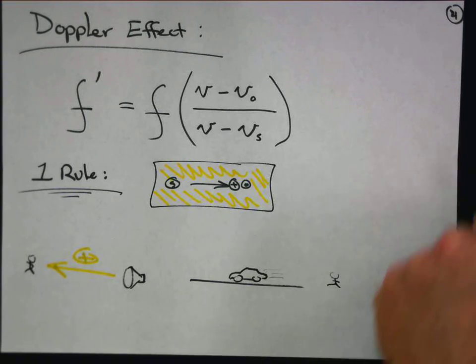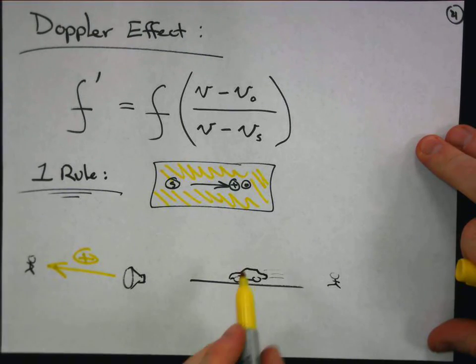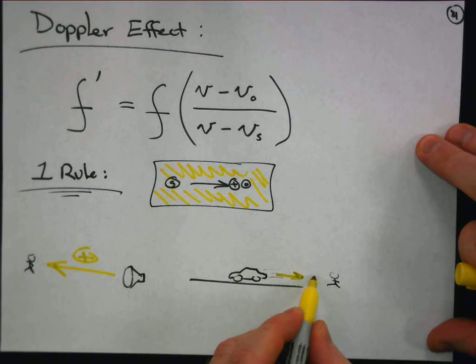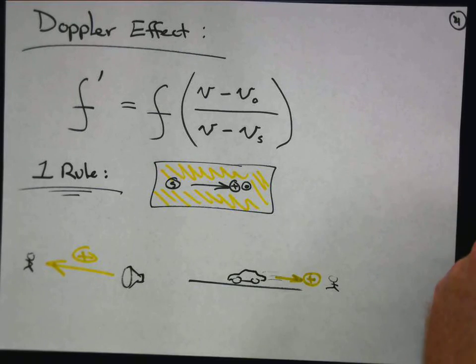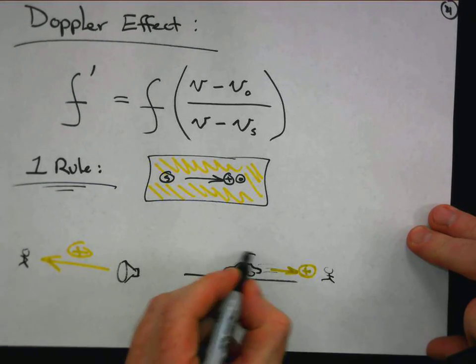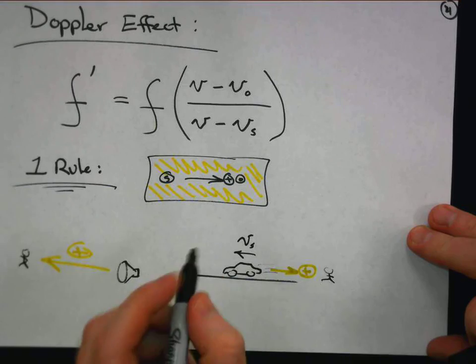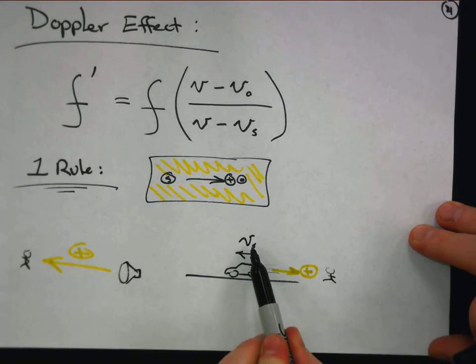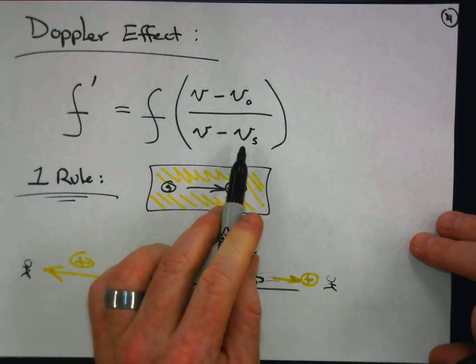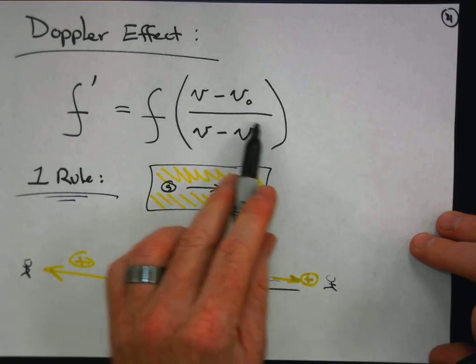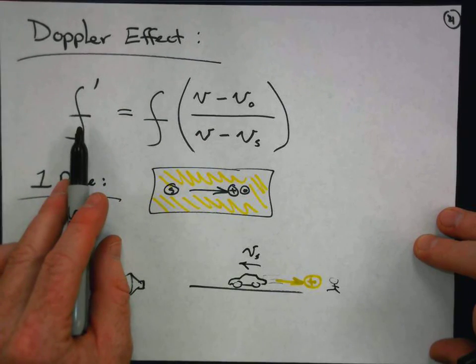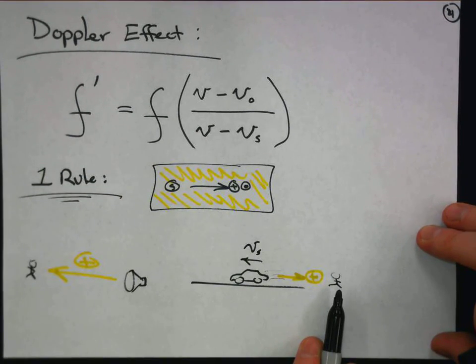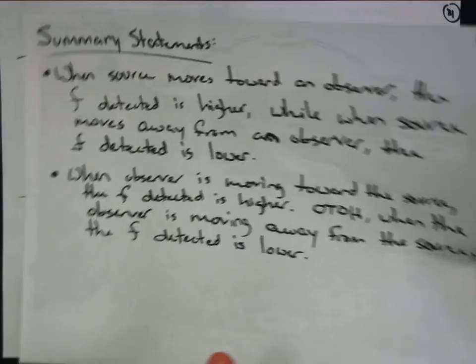Aha. So look at this. In this situation, the positive direction is from source to observer, but what about the velocity of the car? The velocity of the car is this way, velocity of the source. That means the velocity of the source is a negative value. And velocity of source with a negative value, take away a negative, the denominator gets larger, the overall value gets smaller, and the frequency detected is lower. Aha, does that jive with our summary statements? Yes, it does.